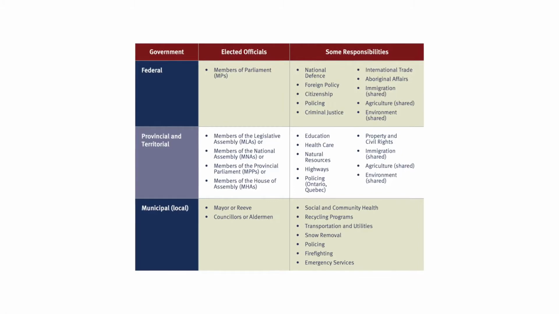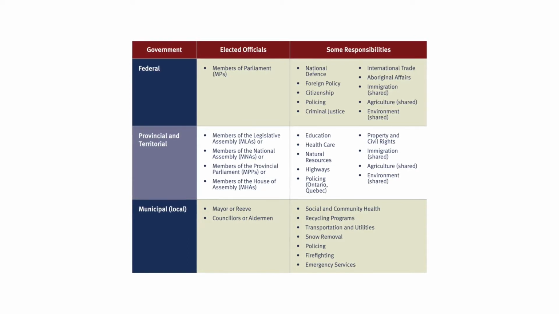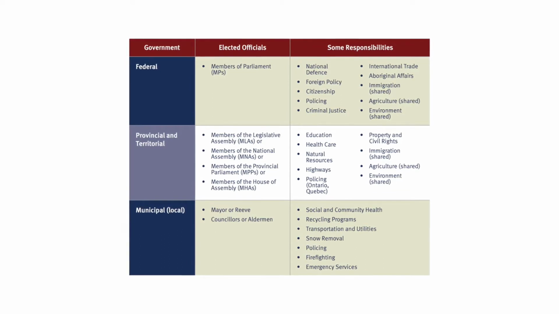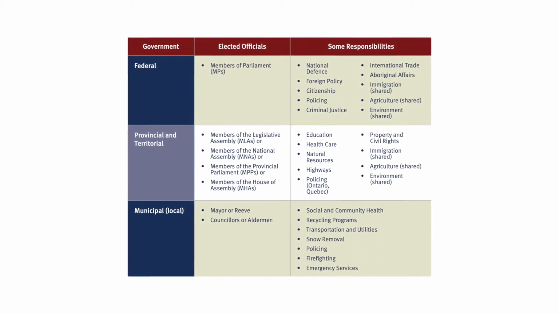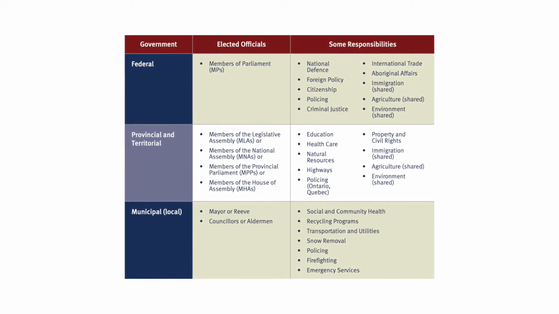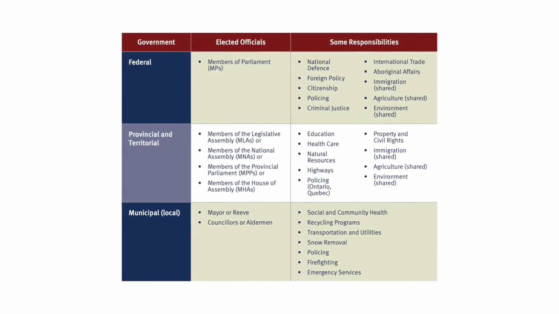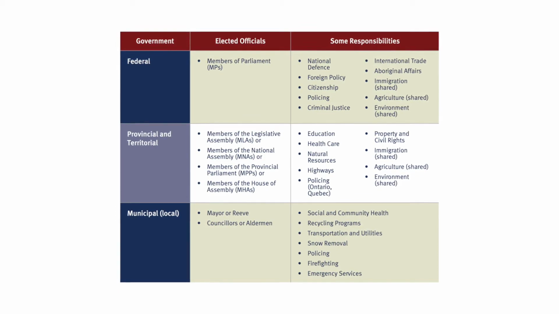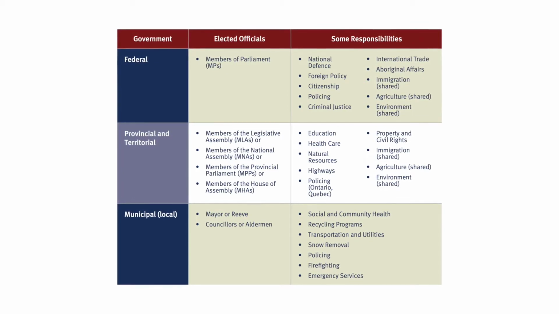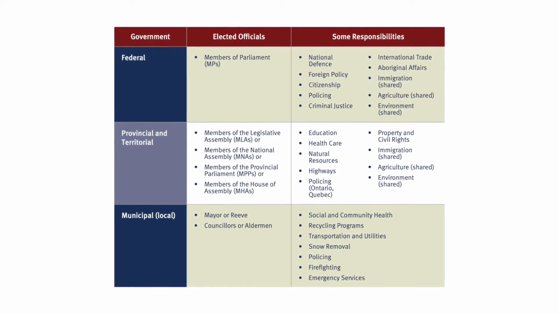At the federal government level, the elected officials are called Members of Parliament, or MPs. Some responsibilities at this level of government include national defense, foreign policy, citizenship, policing, international trade, criminal justice, Aboriginal affairs, immigration, agriculture, environment. Of these examples, immigration, agriculture, and the environment are shared responsibilities with the provincial or territorial level of government.